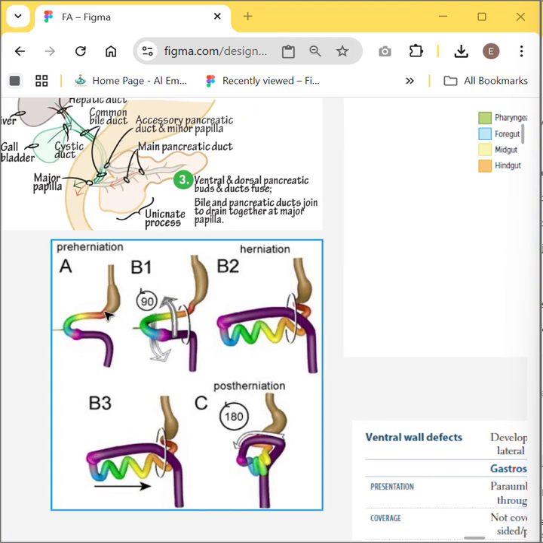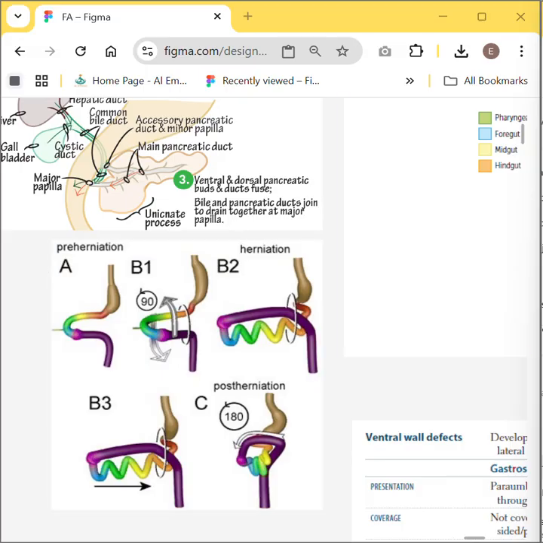The midgut basically includes part of the distal duodenum. So, after the stomach, here, part of the distal duodenum. Then you have the jejunum and ileum, and you have the cecum and ascending colon, and then the proximal two-thirds of the transverse colon. All of this is supplied by the superior mesenteric artery.